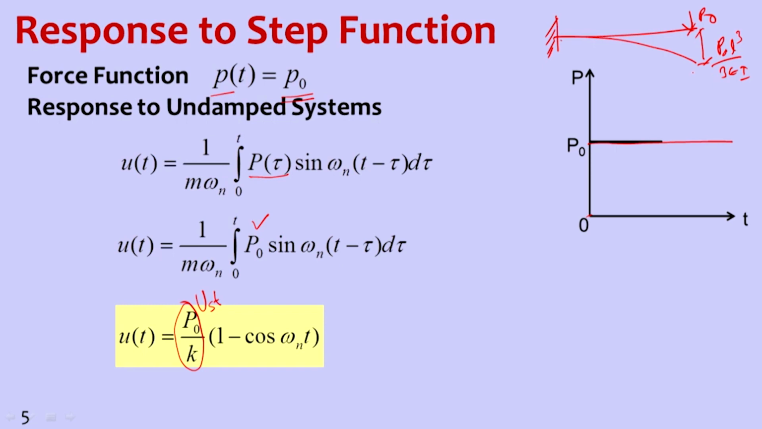This is a deflection. So exactly this, like P0 by 3 EI by L cubed. So this K means this value. K is the stiffness of the cantilever beam. That is the static deflection part, multiplied by 1 minus cos omega n t, which is the dynamic part.